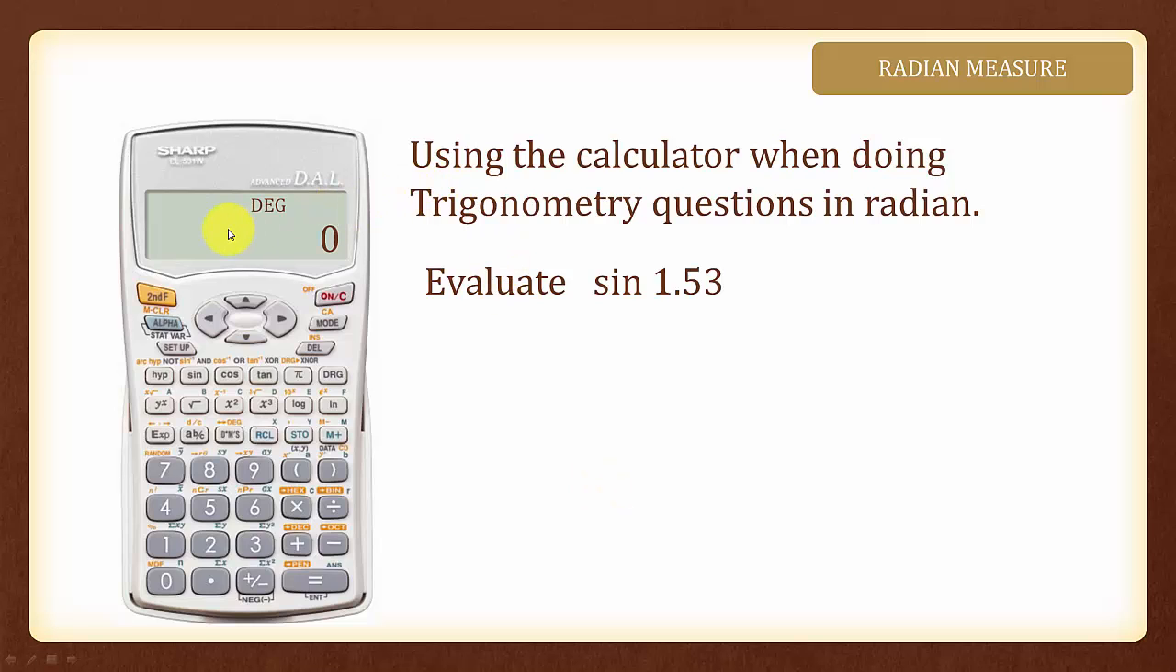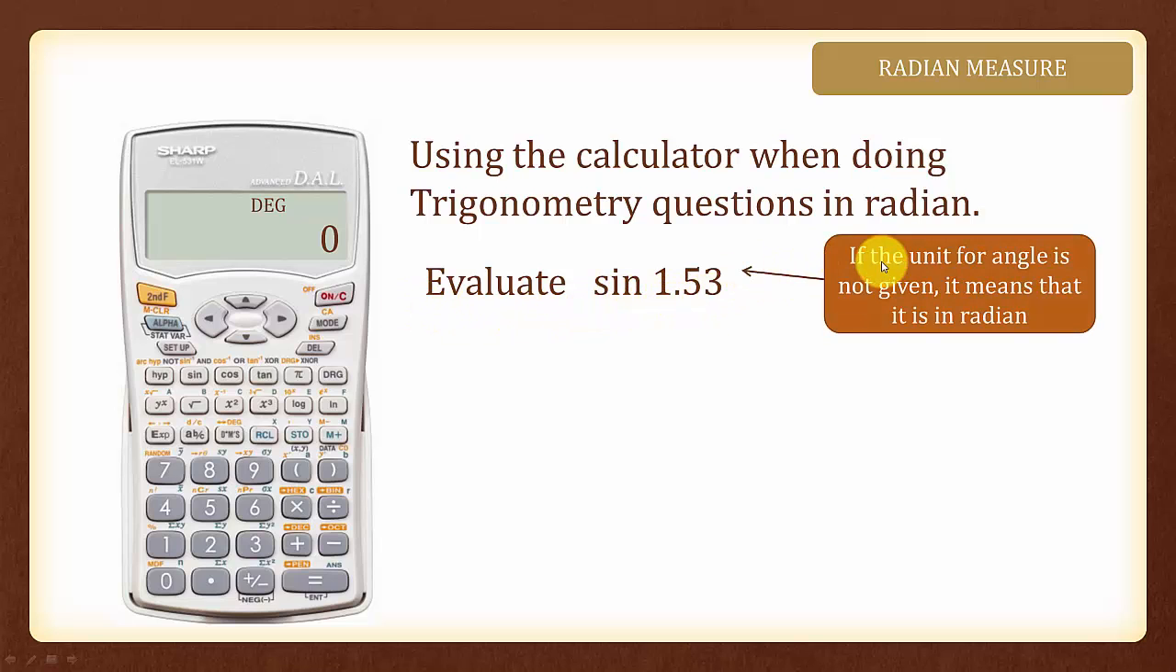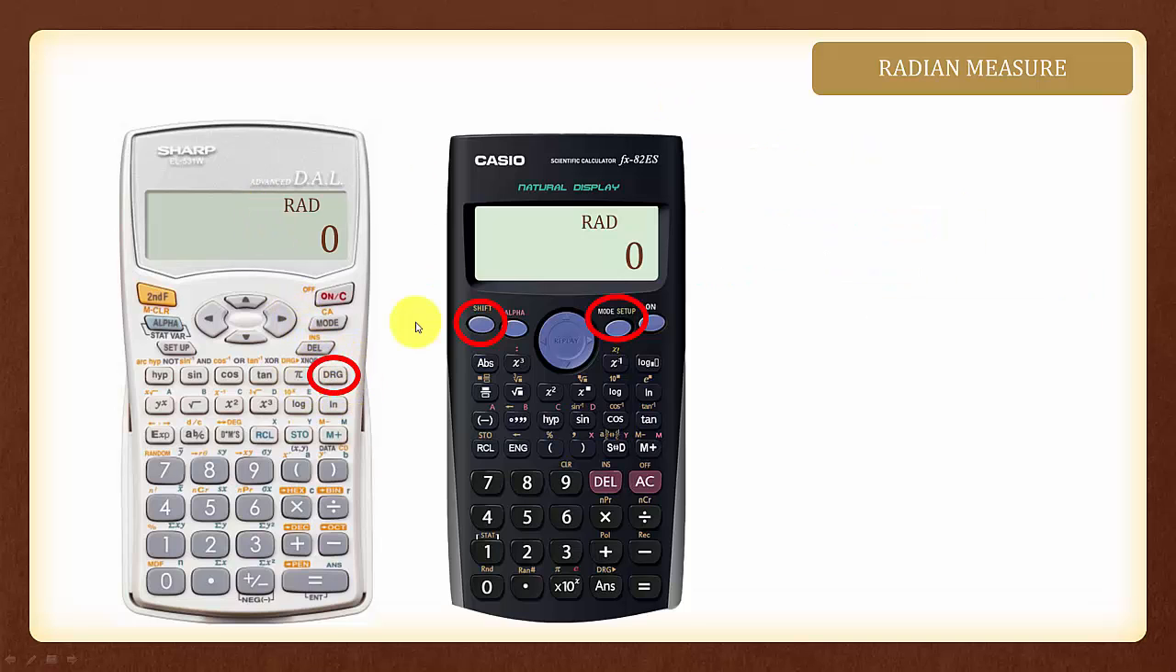Next, we will look at how to use the calculator when we evaluate trigonometry questions that are given in radian. For instance, we are asked to evaluate sine 1.53. Whenever the unit is not given for the angle, it will be taken to mean that it is in radian. First, we will need to change the degree mode into radian mode by pressing this button here. For some calculator models, you need to first press the shift button followed by the setup button. After which you can press the number that can give you the radian mode. In some calculators, you just need to press the mode button and you can find the radian mode as well.